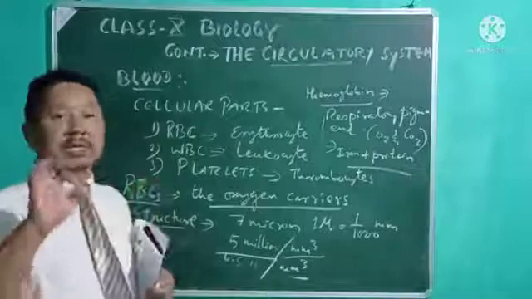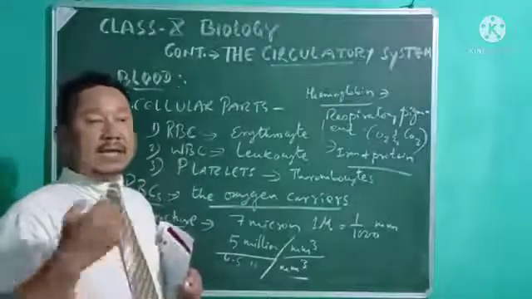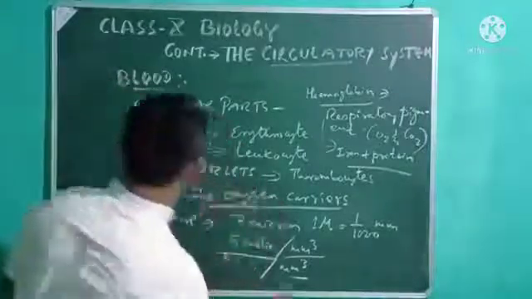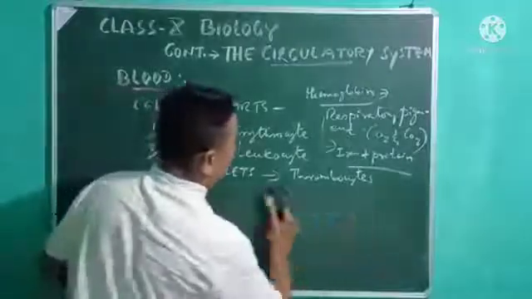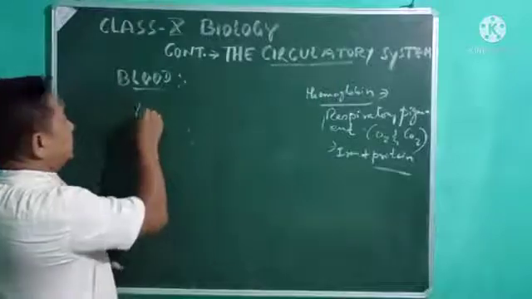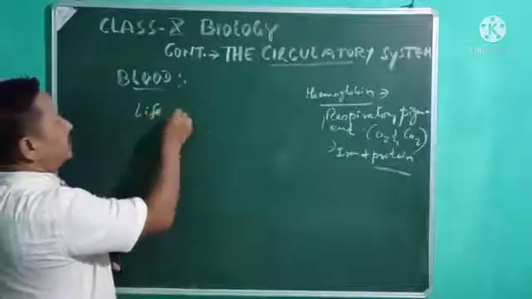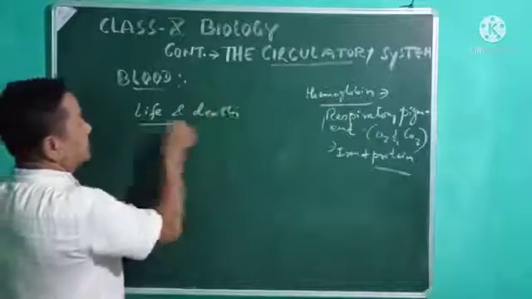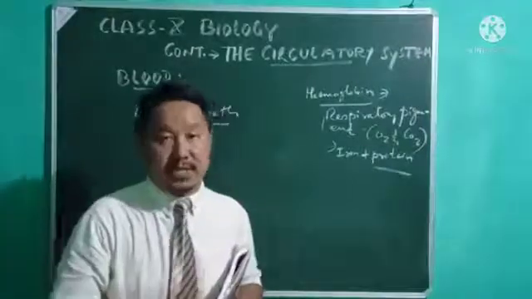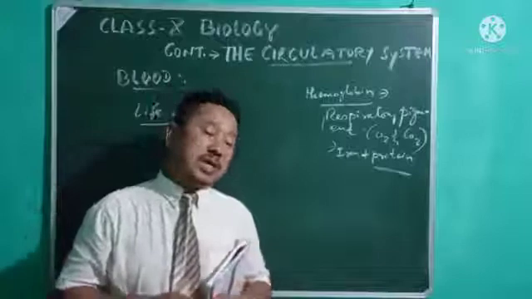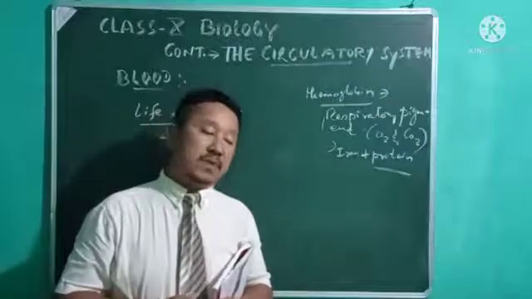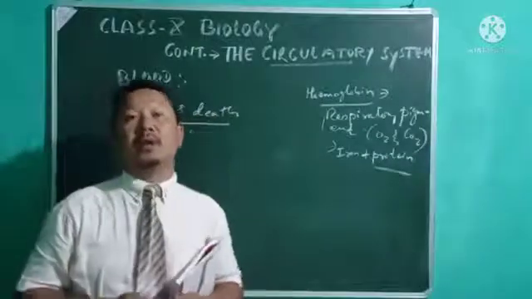Now we'll talk about the lifespan, I mean life and death, of RBC also. Let's begin with the formation. Your RBC is formed in the bone marrow. In an adult, it is mainly formed in the bone marrow of the long bones.